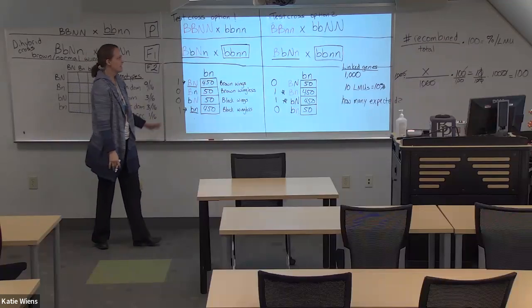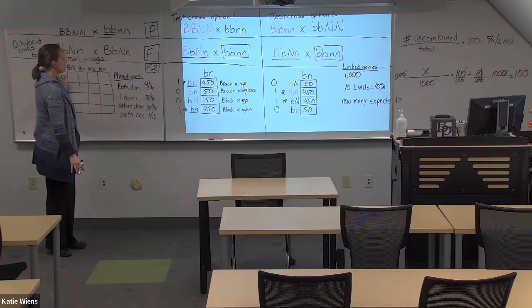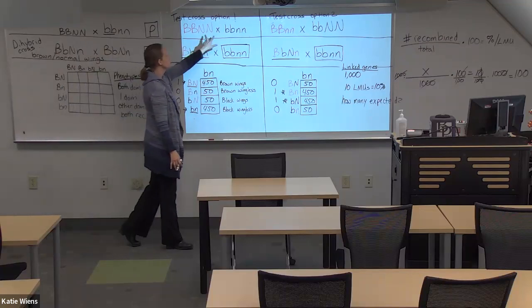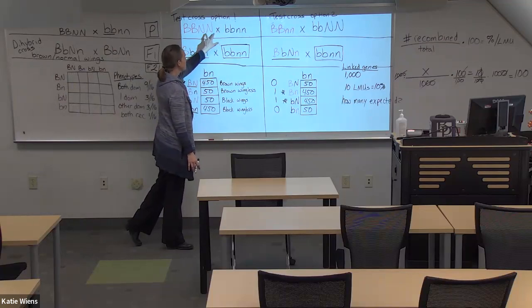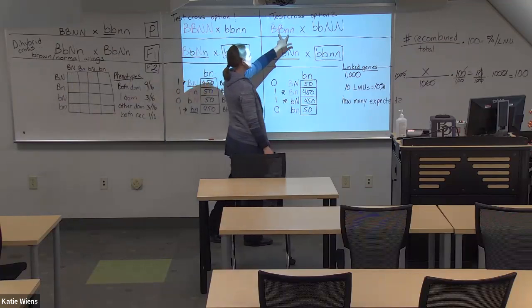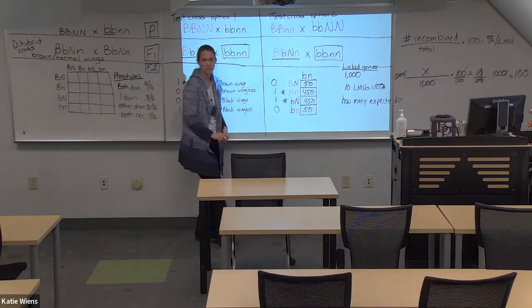So hopefully in doing this and seeing it this way, it helps you recognize how you can do the test cross if you're keeping the dominant together versus the recessive together, versus splitting them across. You're going to get different numbers or different outcomes down here at the bottom.